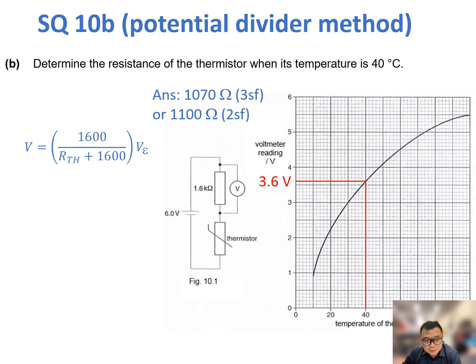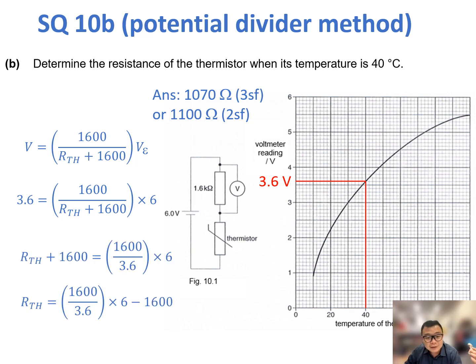And let's write out the potential divider equation and plug in the known resistance of 1600 ohm into the equation. We know that the voltage reading is 3.6 volts, so let's plug 3.6 volts into the left hand side. The EMF of the whole circuit is 6 volts, so 6 goes here. And you have one equation, one unknown. Therefore, solving the equation gets you the same answer of the thermistor resistance to be 1100 ohm.